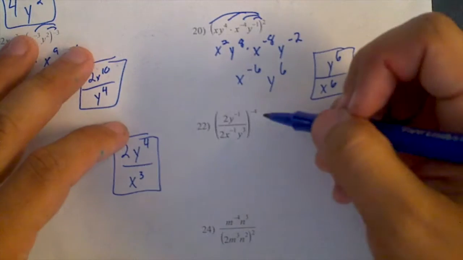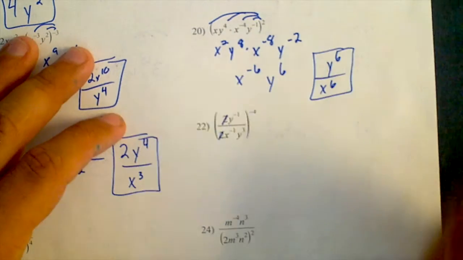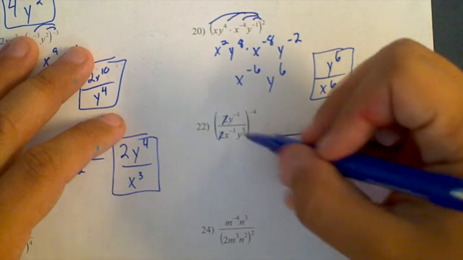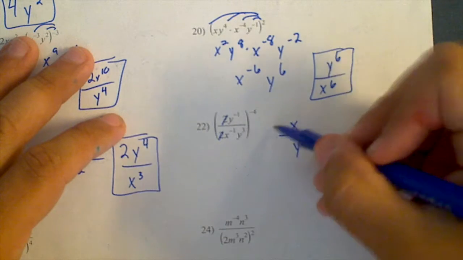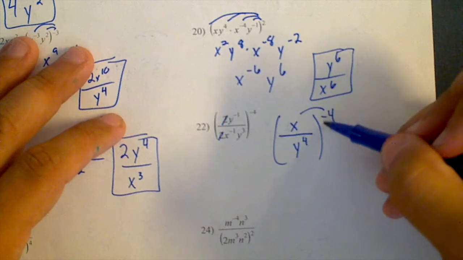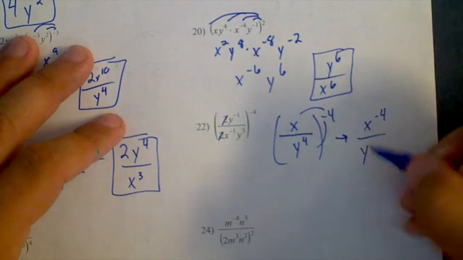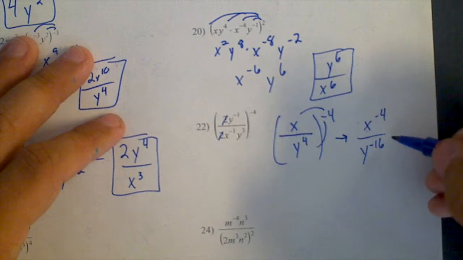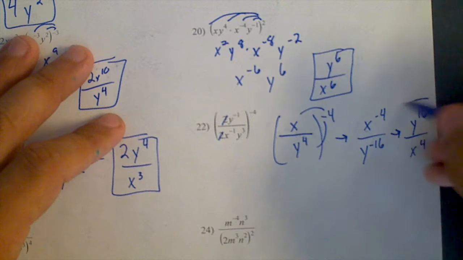22. I'm going to simplify the inside first. The 2's cancel. The y to the negative 1st moves to the bottom and becomes positive, so there are already 3 there, 1 more is joining it. And notice the x moves to the top and becomes positive. But notice we still have the negative 4 on the outside, so that's going to get applied to everything. So I have x to the negative 4th, y to the negative 16th, because you keep the base, multiply the exponents. These negative exponents are both going to flip sides and become positive. y to the 16th, x to the 4th.